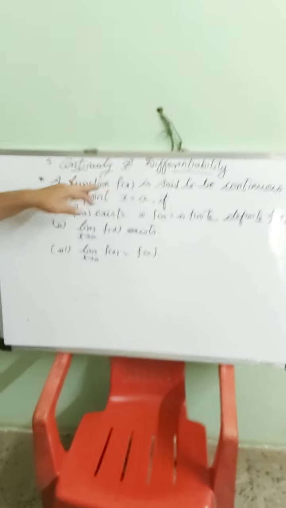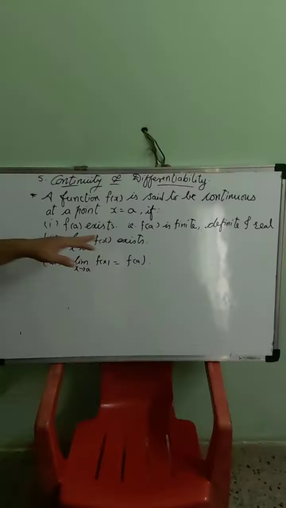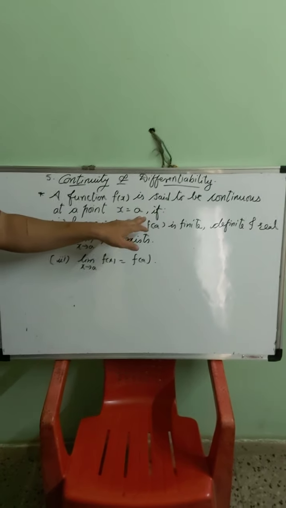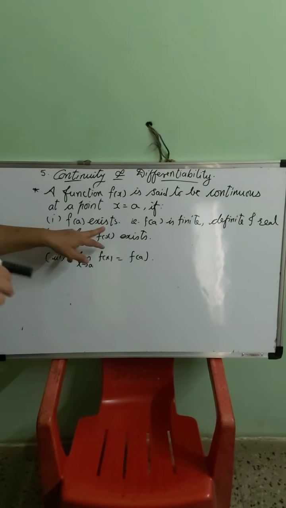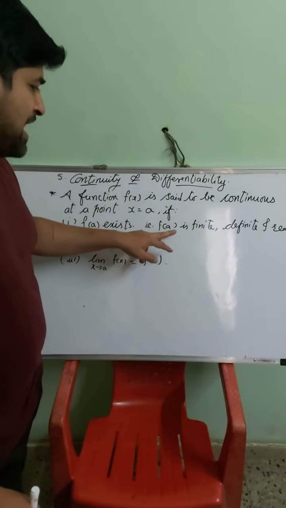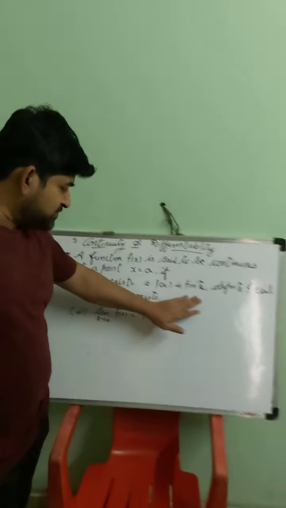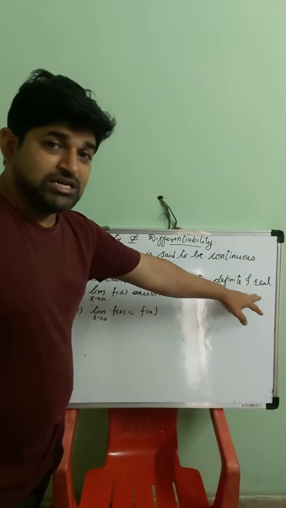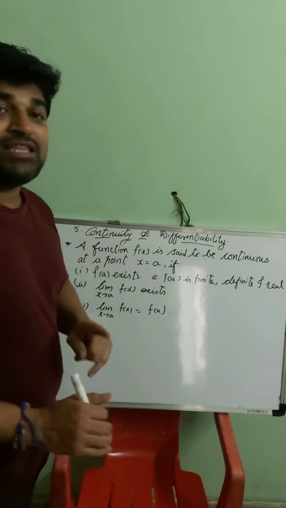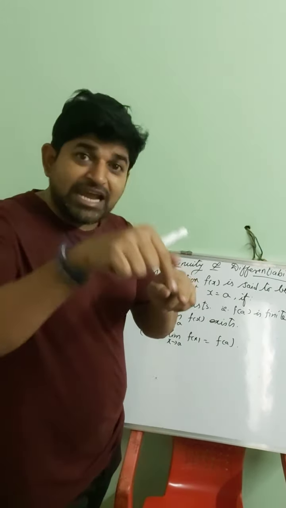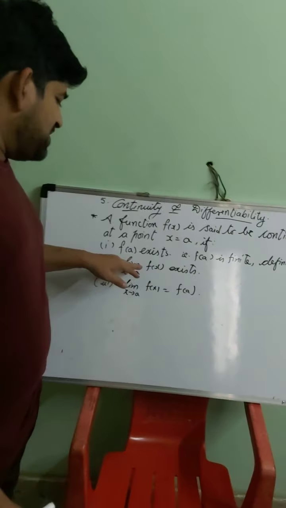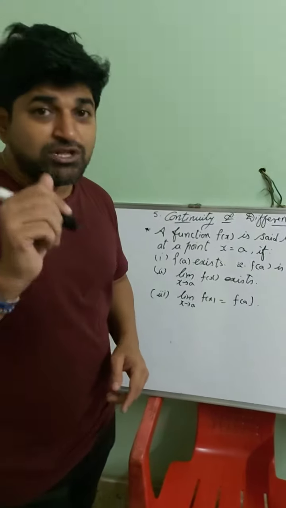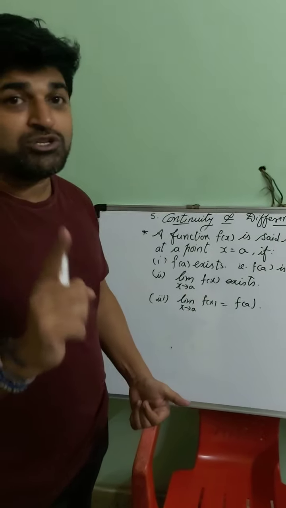So now we will start with this basic thing. A function f at x is said to be continuous at a point x equals a, at any point x equals a, if first condition: f at a exists. F at a exists means what? That is, f at a is finite, it is definite, and it is real. So this is necessary, that the function at that point should exist. Also, second thing: limit x tends to a, f at x exists. So this is also essential, that the limit at this point must exist.